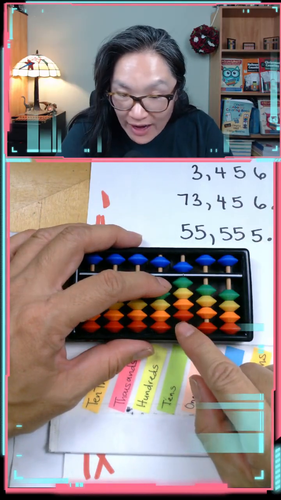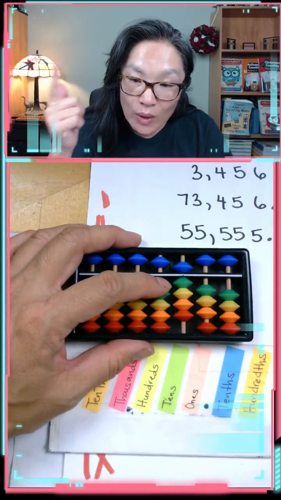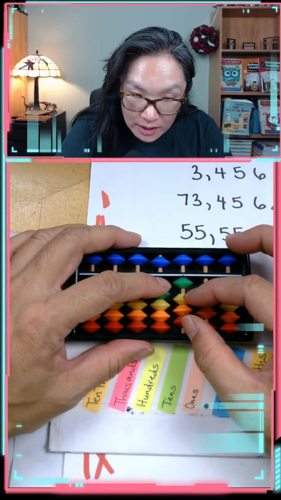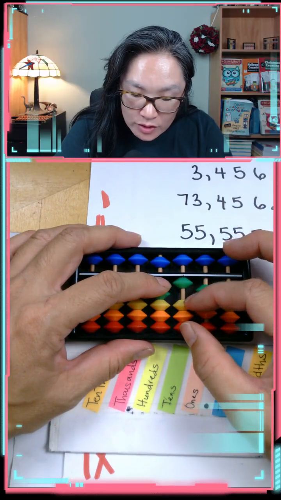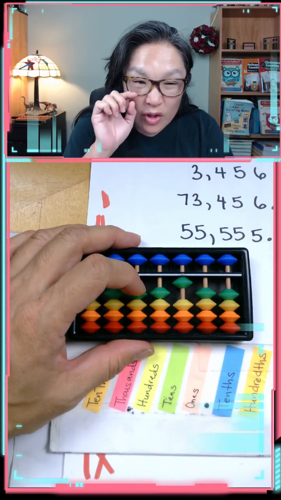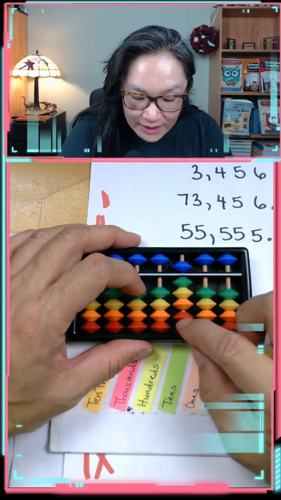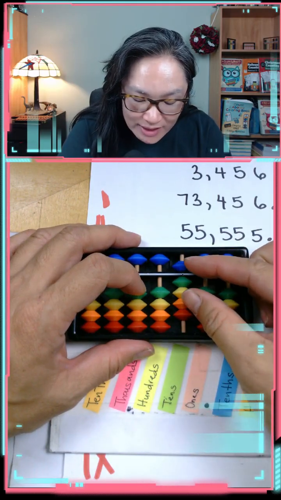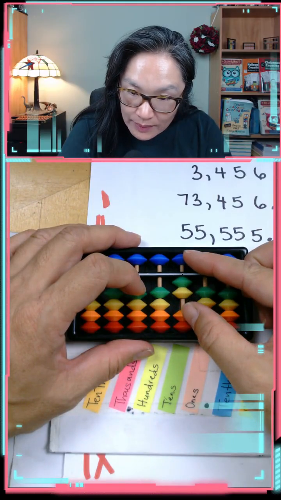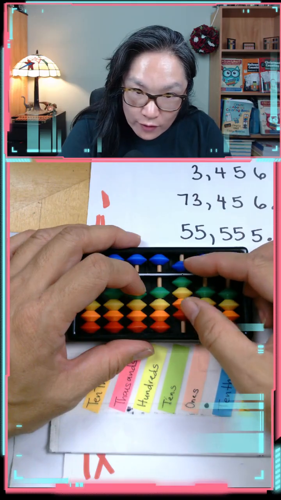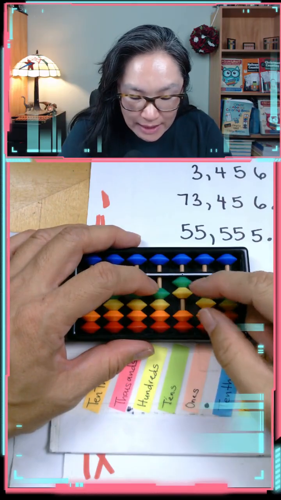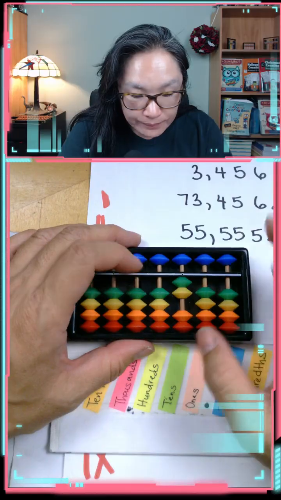But here's a thing though. If I have 9 and I want to take away 8, I take away the 5 and I take away these 3. Do you see that? So my final answer is 1. It depends on the actual numbers you're trying to take away. If I had 9 and I take away 7, I'm taking away these 2 and these 3 beads. Does that make sense? You have to be careful with the colors. It's actually just the values.